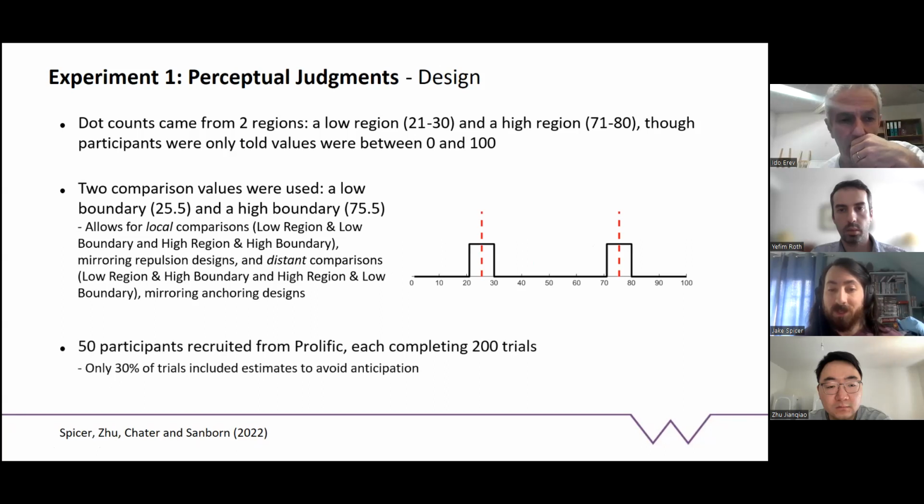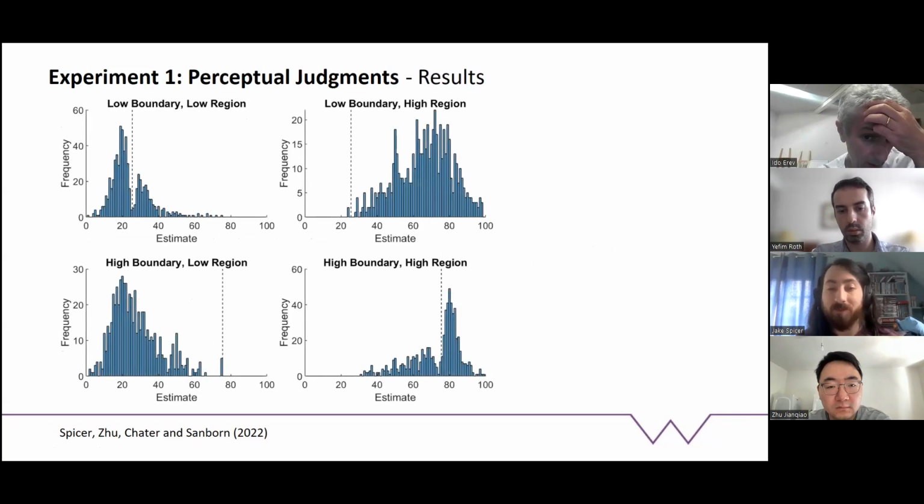And then we ran this as an online experiment last year. And the brief thing is that we didn't include estimates in every trial, just so they didn't anticipate the estimates. So that was a very brief run through the method. I hope that was clear enough. So we'll just jump straight to the results.